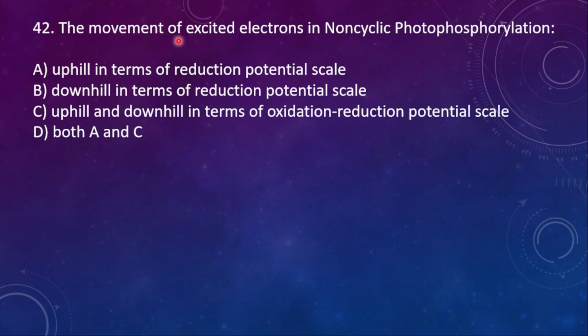42nd question: the movement of excited electrons in non-cyclic photophosphorylation is A, uphill in terms of reduction potential scale; B, downhill in terms of reduction potential scale; C, uphill and downhill in terms of oxidation reduction potential scale; D, both A and C. Here the right option is C.